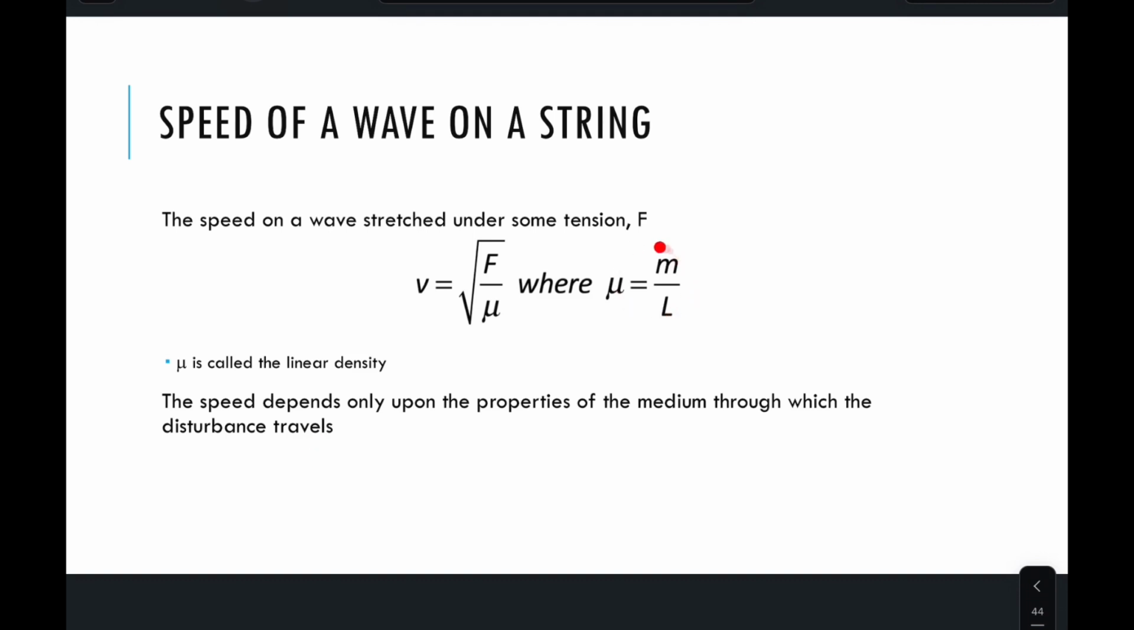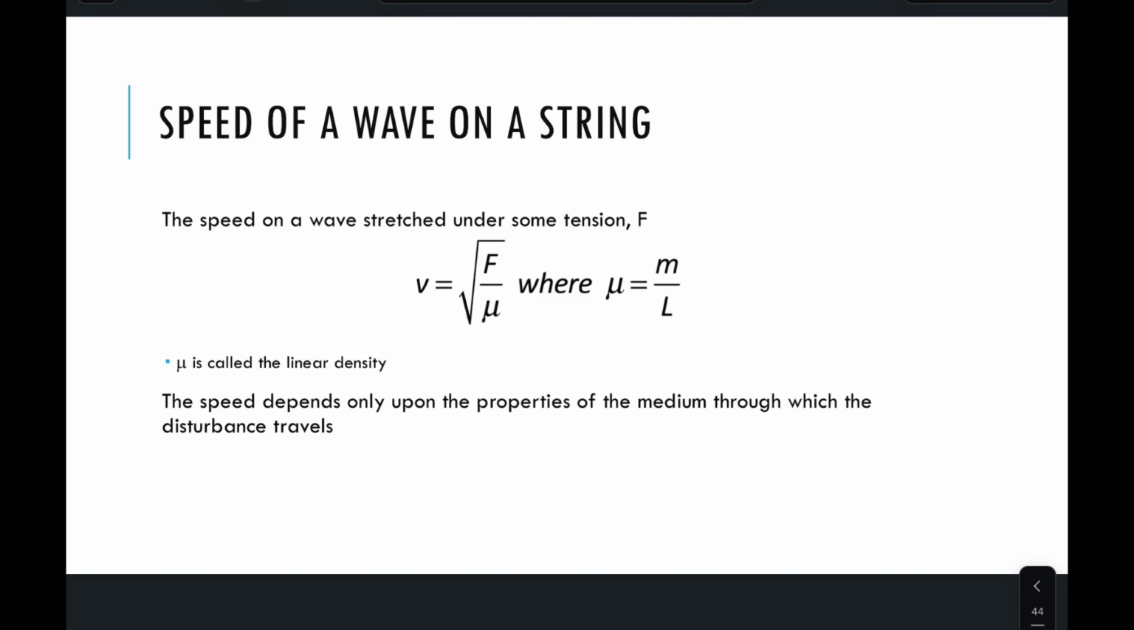The speed depends only upon the properties of the medium through which the disturbance travels. So it depends on the type of string or rope that we use. Different size, different material. Is the rope made of plastic, or fiber? Different types of material will give you different values of mu, the length as well, the mass as well. So the speed of the wave traveling through that particular type of rope will be the square root of F, where F is the tension experienced by the string or rope, over the linear mass density of the string or rope.